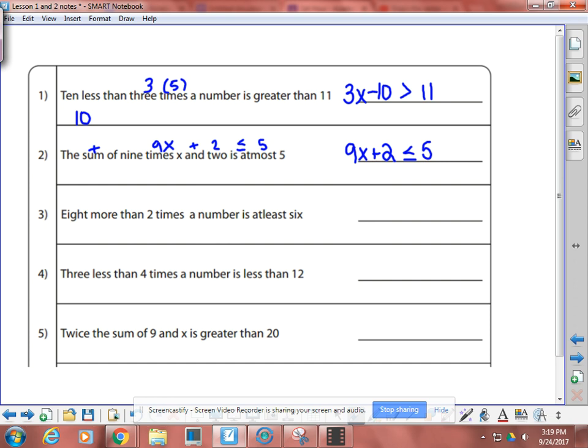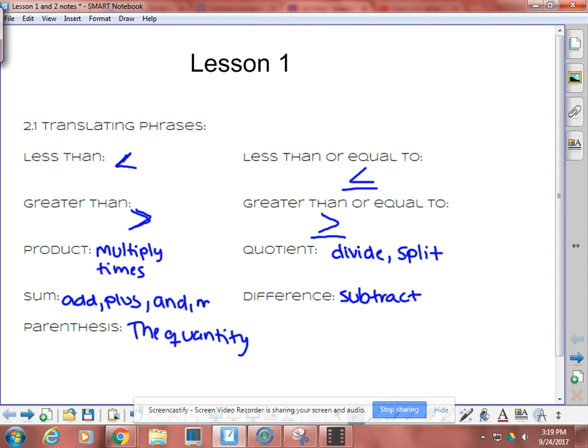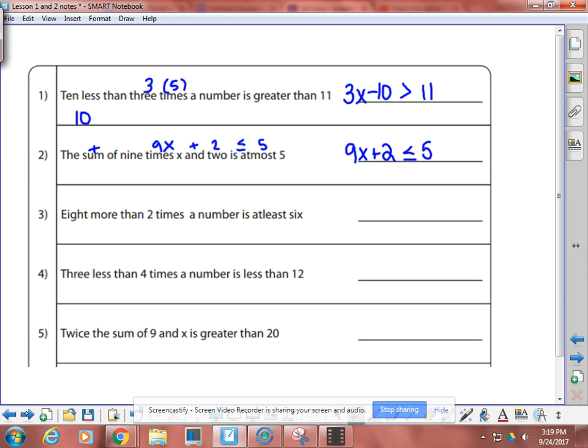The next one, 8 more. So 8 more. Well, there's another one to add, more. It's another word. 8 more than 2 times a number is at least 6. So it means it has to be 6 or bigger. So it can be equal to 6 or bigger. Okay, so you can write this 2 different ways. You could write it as 8 plus 2x is greater than or equal to 6, or you could write it as 2x plus 8 is greater than or equal to 6. Because addition, you can put either one first.